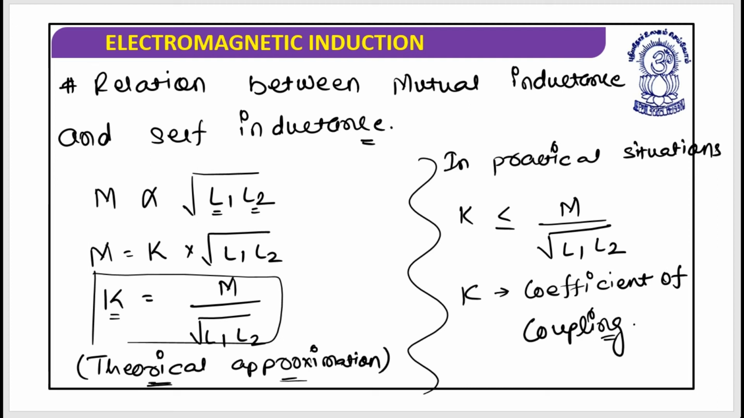And if I need to consider this, the coefficient of coupling would be less than M upon under root of L1 L2. So this is the correct relation, that it should be less than or equal to the maximum. It would not be equal to, it could be lesser than this. I hope this is clear. Is it clear? So please keep this in mind and please note it down. Let's work on the question.